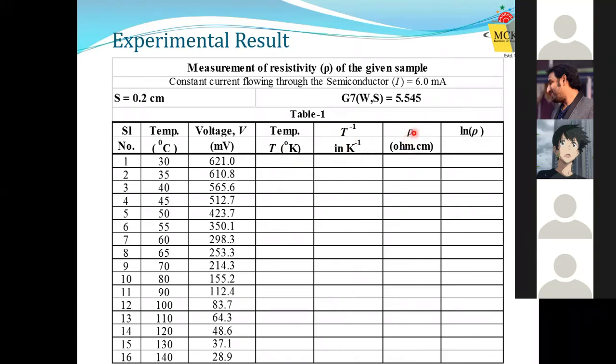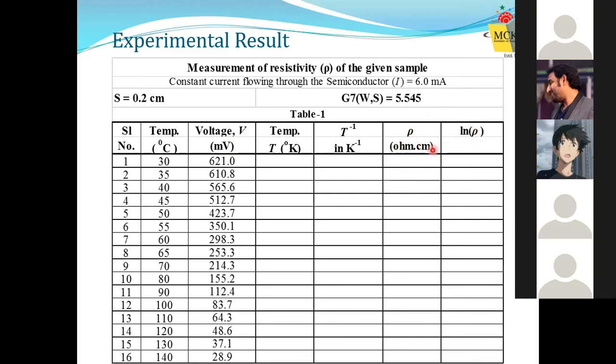Next, you will calculate rho using that formula, V by I into 2 pi s divided by G7, where I, G7 and 2 pi s are all constant. You just put in the value. So for temperature 30 degrees Celsius, you will just put in this value, 621 millivolt, and I is 6 milliampere, 2 pi s and G7. You will calculate rho, and if you calculate rho, then you will calculate ln rho.